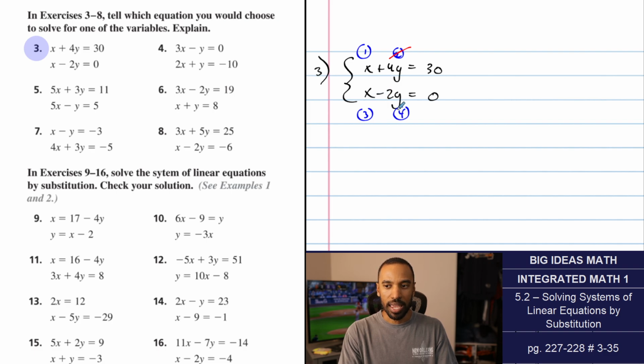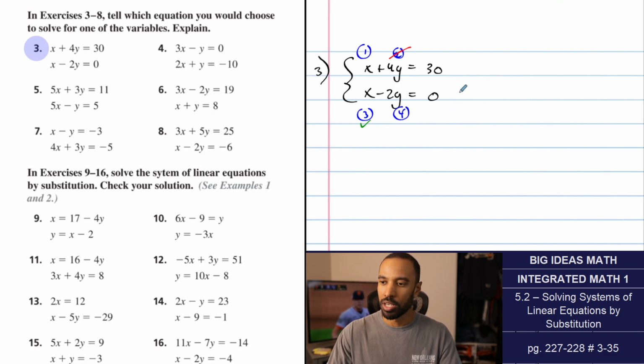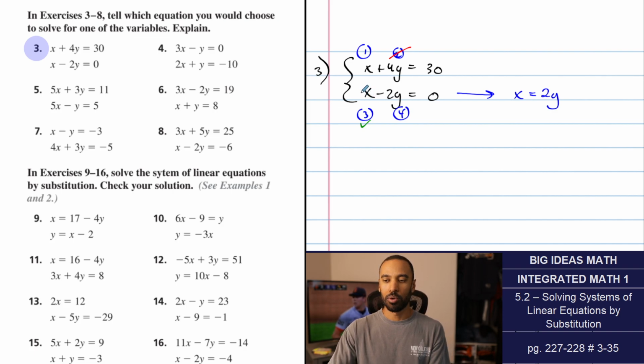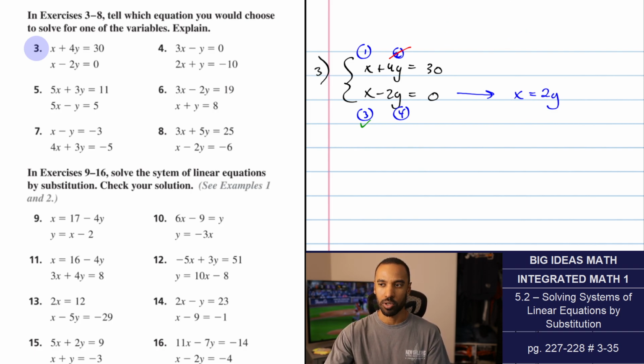Variable 3 is great. Add 2y to both sides. It's positive, it's 1 step, it's 1 term. That's my favorite one probably. I really like variable 3. This equation would then just say x equals 2y. I love that one. Variable 4 would require subtracting the x and dividing by -2, which means 2 steps and a fraction. It's positive, but it's a fraction, so I don't like variable 4.